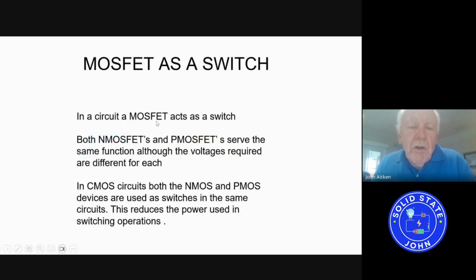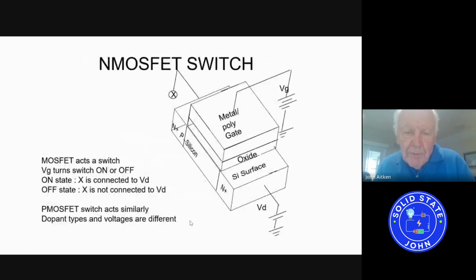As we mentioned earlier, a MOSFET acts as a switch. Both NMOSFETs and PMOSFETs serve the same function, although the voltages required are different for each. In CMOS circuits, both the NMOS and PMOS devices are used as switches at the same time. This reduces the power used in the switching operation. So this is a kind of go-to scenario for circuit designers to use this. And that's why the CMOS devices are so popular.